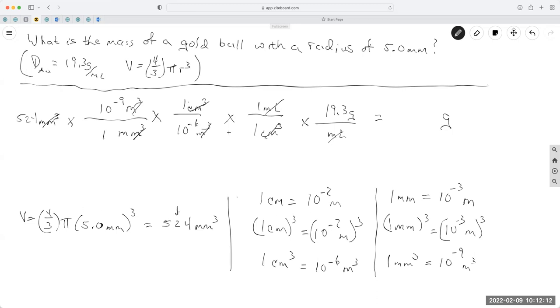524 times 1 times 10 to the minus 9th, divided by... times 19.3. So I get 10. And I get two sig figs because the 524 only has two sig figs. Let me put an arrow there just to make note. This comes out to be 10. And because zero is significant, I'm going to put a line over the zero.